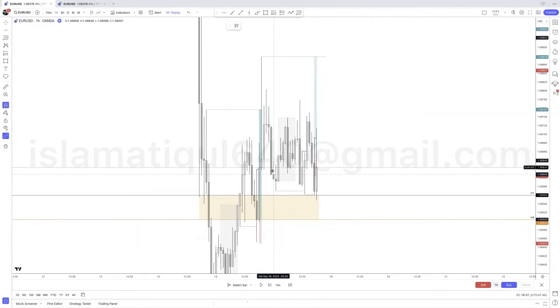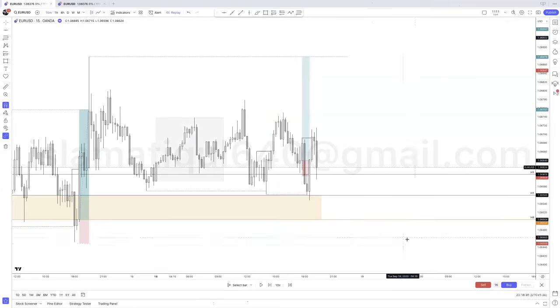Might be able to enter somewhere here. Let's see. Wanted to include this rejection. We had the stop hunt. We had a breakout structure on the M15. The market's coming down, filled that little imbalance, gave us a rejection. Looks good now.